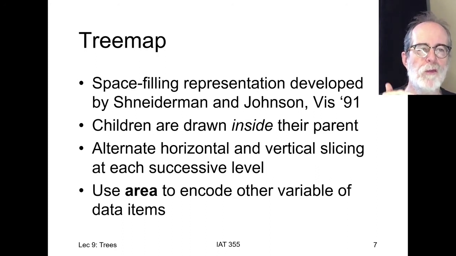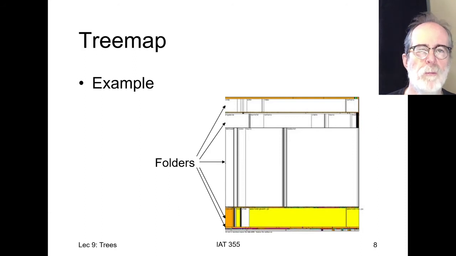The thing that's important about this is the area of those rectangles encodes some other variable of data items that you care about, some quantitative value that's important to the concept that you're trying to depict. So here's a straightforward example from Johnson and Schneiderman's paper. Here is a file system. The total area here is representative of all the disk space taken up by files in the file system. And then let's say this is the person's home folder, and then there are a bunch of horizontal slices, some very, very thin, but some also very large. And those horizontal slices are individual folders.